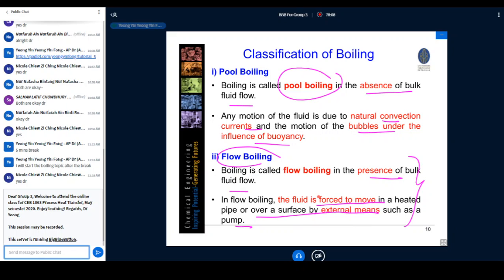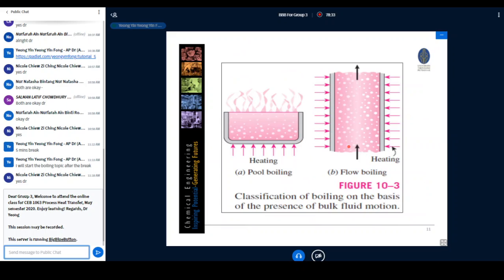Okay. So our syllabus is only for pool boiling. We are not going for flow boiling. So that's the difference. Pool boiling is like doing some boiling in your kitchen. And then this is flow boiling, whereby you have the external means to push the fluid flowing through, and then you have the heated surface.